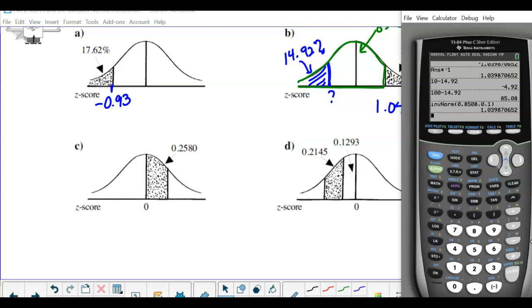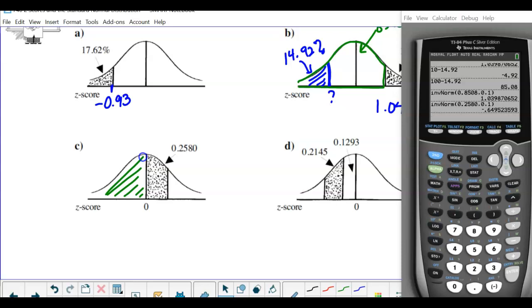Then, this one here, if I put in inverse norm of 0.2580, notice what it gives me. A negative. That doesn't make sense. Again, it's assuming that you're going from the left, negative infinity, to the z-score. So it's not going to make sense to just change the sign of it. I would think about it: what's the percent, the area underneath, in that part?